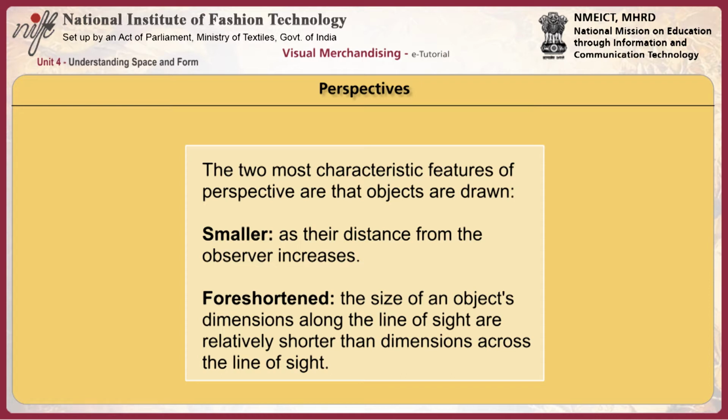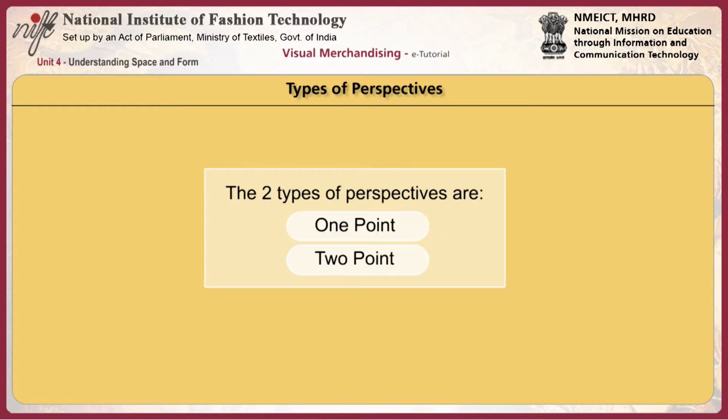The two most characteristic features of perspective are that objects are drawn either smaller or foreshortened. To understand what is smaller and what is foreshortened: smaller, as their distance from the observer increases, they get smaller. Foreshortened, the size of an object's dimension along the line of sight is relatively shorter than dimensions across the line of sight. There are primarily two types of perspectives, one-point perspective and two-point perspective.